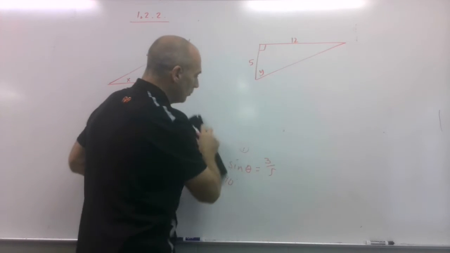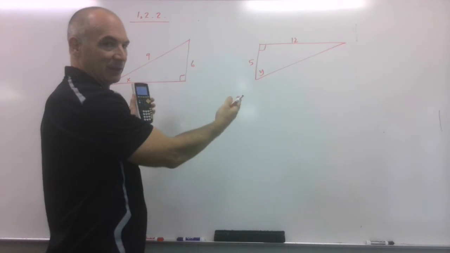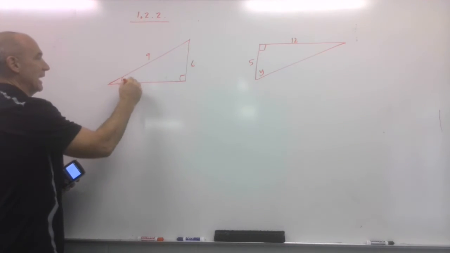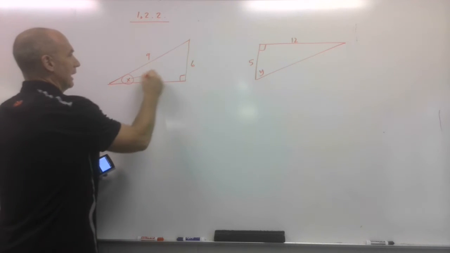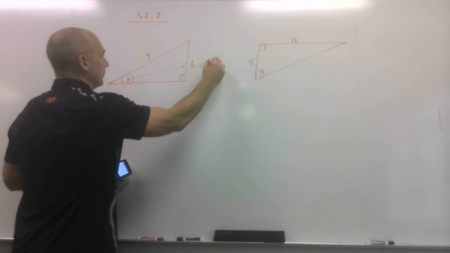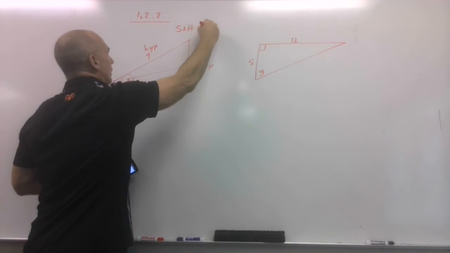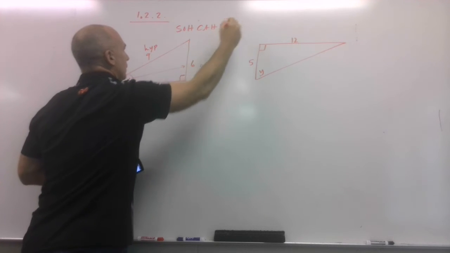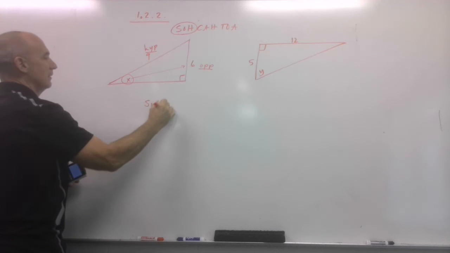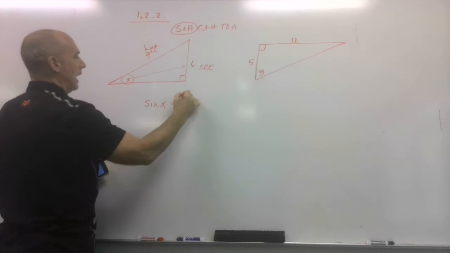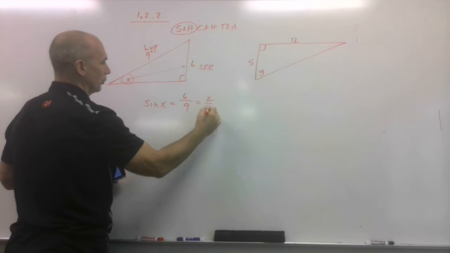So what does this inverse function idea have anything to do with these? Well, notice, here's my angle. They can use x, y, z, theta, whatever, doesn't matter. And I look over here and I'm like, okay, there's my opposite. This is just my hypotenuse. Based on SOHCAHTOA, I need to use sine. So I go sine of x equals opposite over hypotenuse. Now, if you want to, you can reduce that to 2/3.